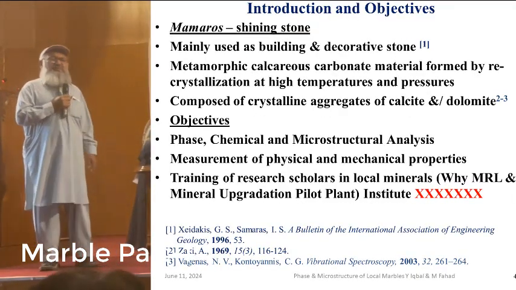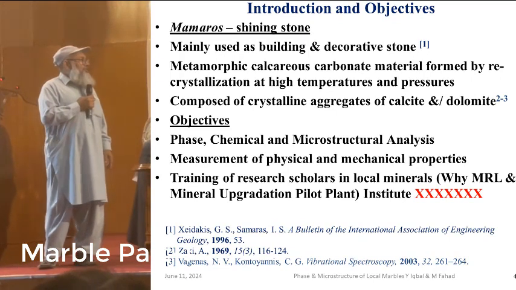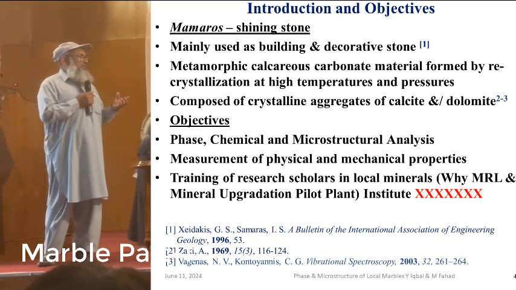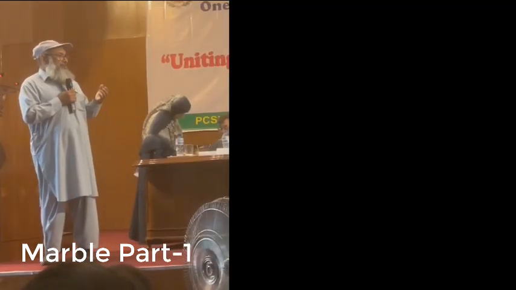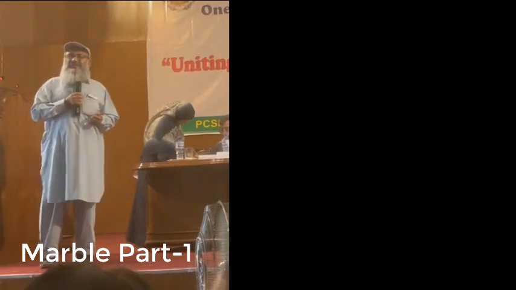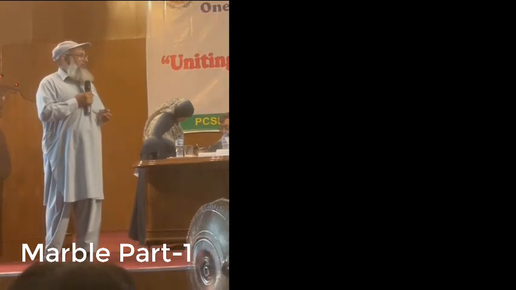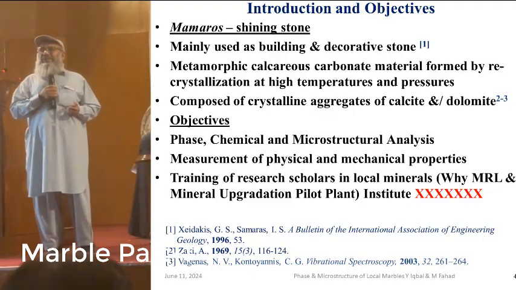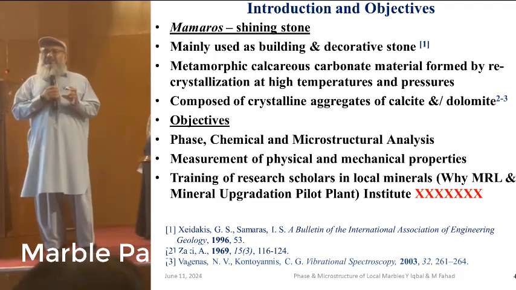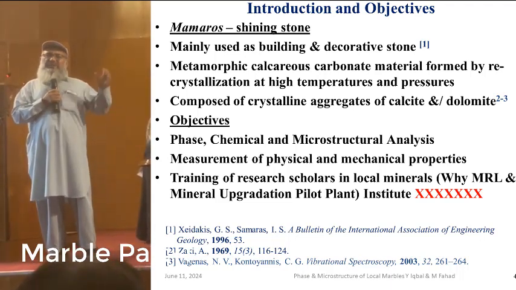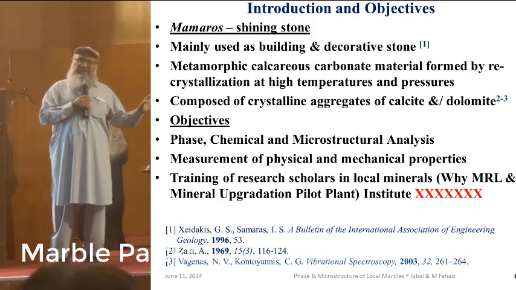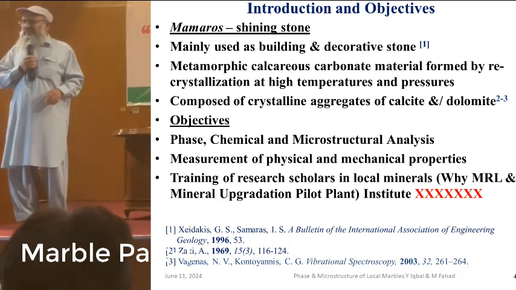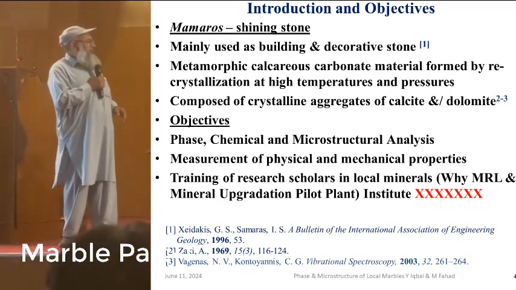Marble comes from the Latin word marmoros, which means a shining stone, which gives you luster and aesthetic beauty, and it is used as a building and decorative stone. It is called dimension stone because all its beauty and its application are associated with shapeability. We shape it into specific dimensions and then we utilize it.